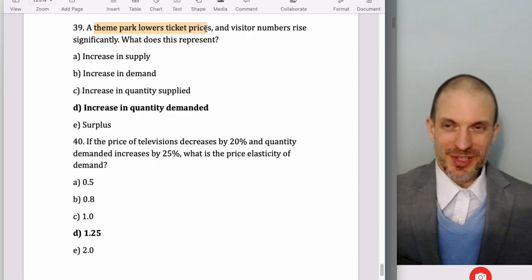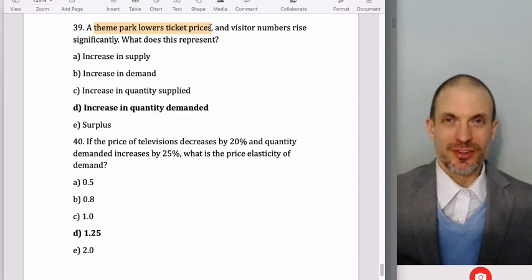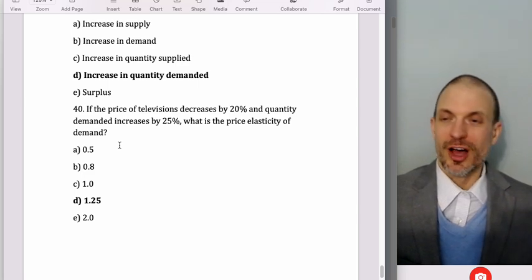Maybe the theme park lowered prices simply because it's trying to compete with a rival, or because the government's making them lower prices, or something like that, right? So it doesn't necessarily have to be an increase in supply, in the sense of like lower production costs.